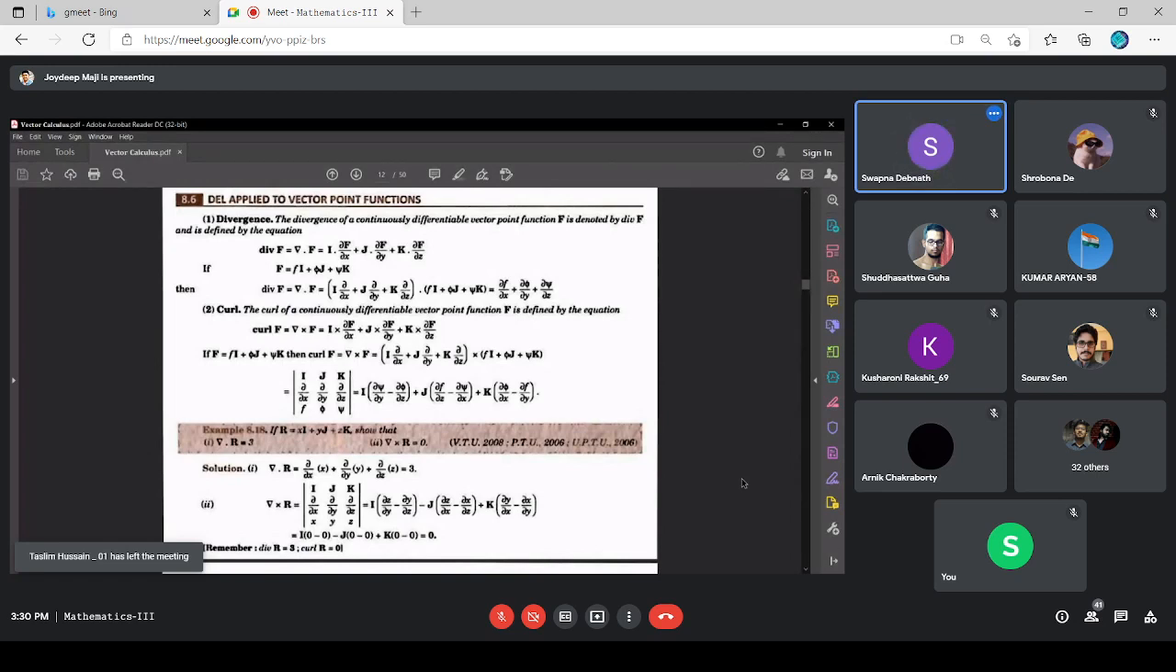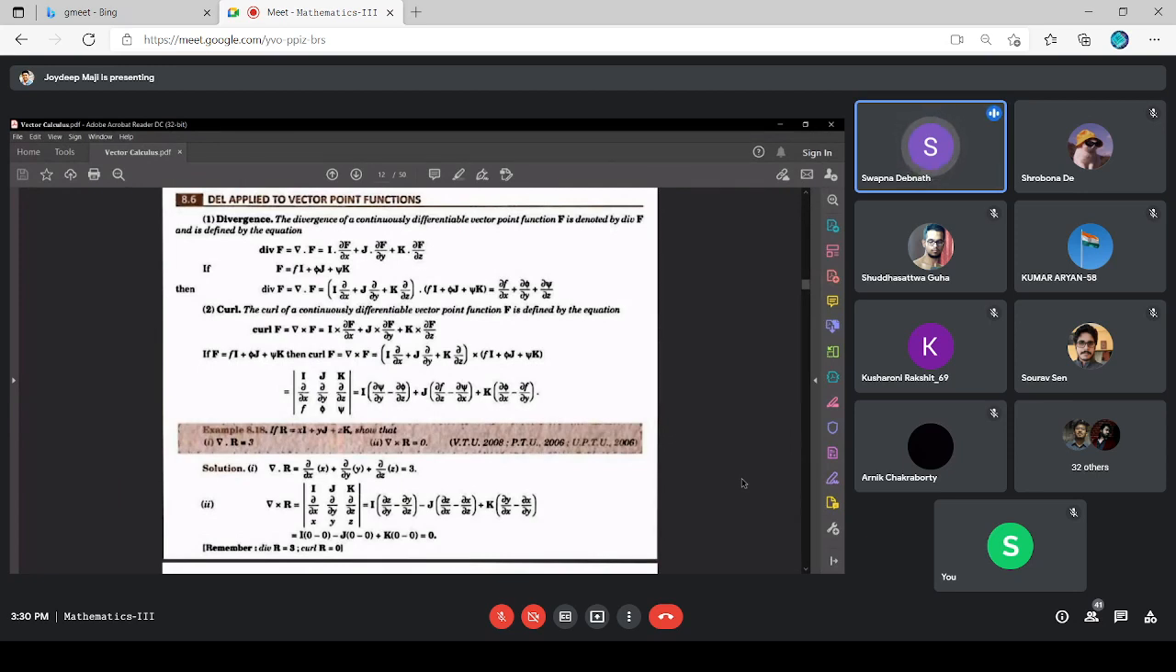Now what is curl? Curl is the application of del on some vector function. Here curl f is equal to del cross f. Del is a vector quantity, f is a vector quantity. We have seen del dot f. Now another product is del cross f. How can it be calculated? We have resolved f is equal to f i plus phi j plus psi k. Therefore curl is del cross f. That means del is i del del x plus j del del y plus k del del z, cross f i plus phi j plus psi k.